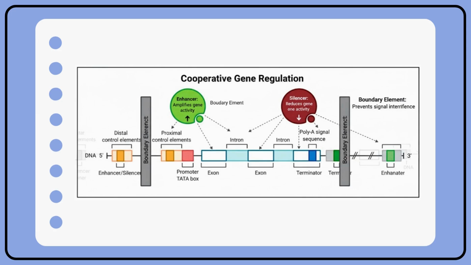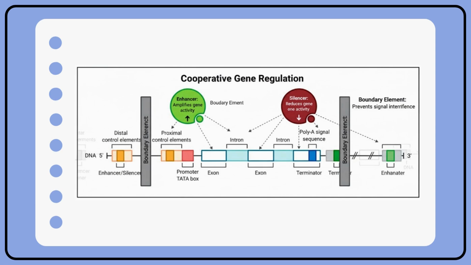Enhancers can act like volume buttons, which means that they can amplify gene activity, and so they can cause the gene to produce more RNA. But silencers can act in the opposite way, and they can turn off the gene or reduce its activity. And in addition, we have boundary elements or insulators, which can act like protective walls, which means that they prevent the activating or silencing signals of one gene from affecting neighboring genes.